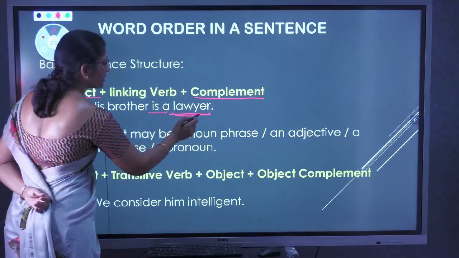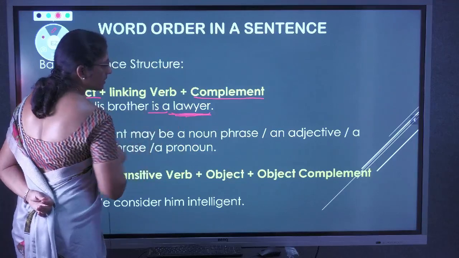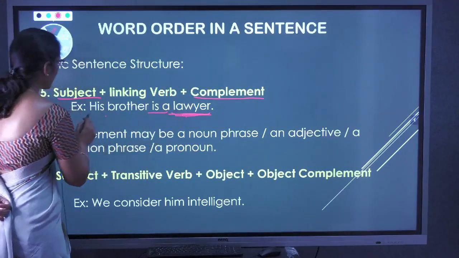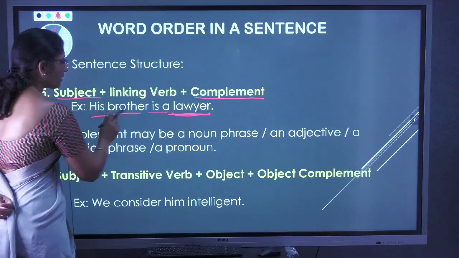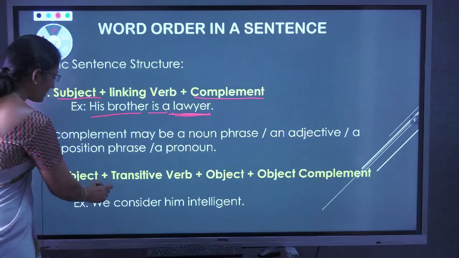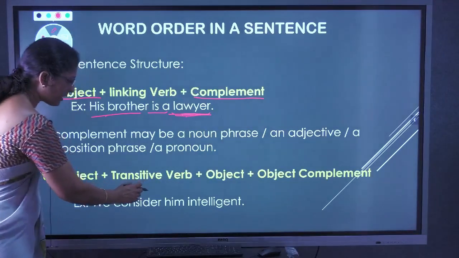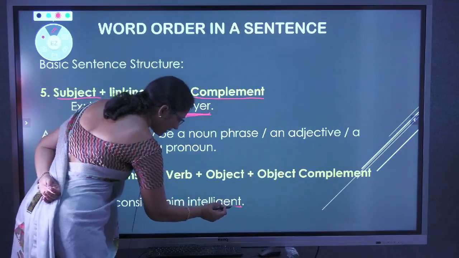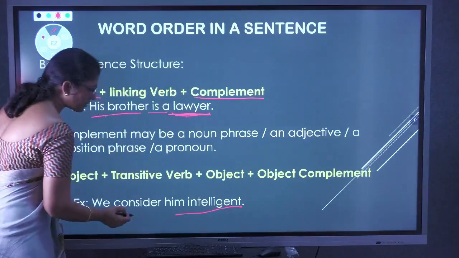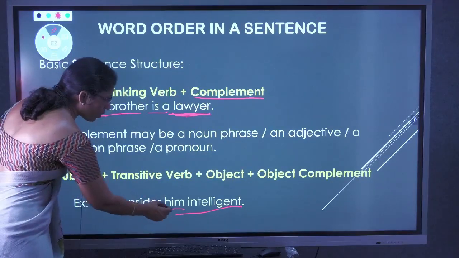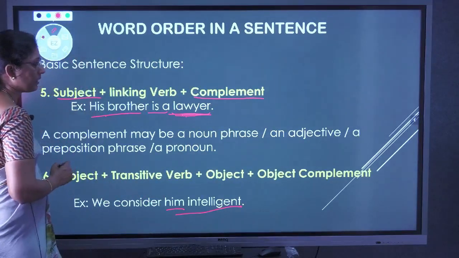Here in this case, a lawyer is a subject complement because this phrase is talking about the subject. That's why it is called subject complement. But take this example: we consider him intelligent. So this word, intelligent, is talking about the object, him. That's why it is called object complement.